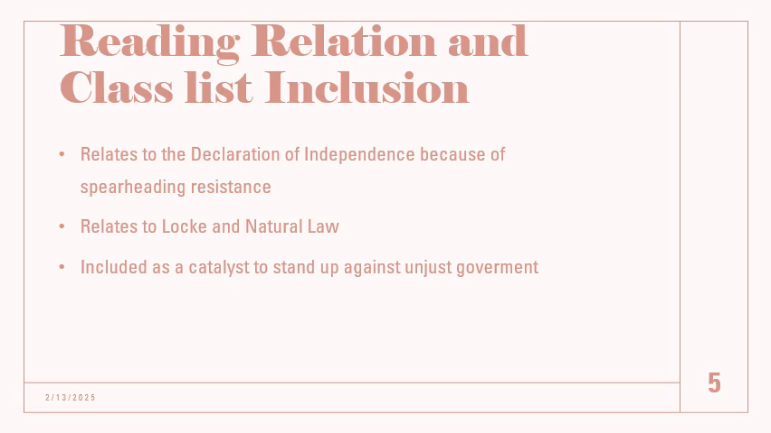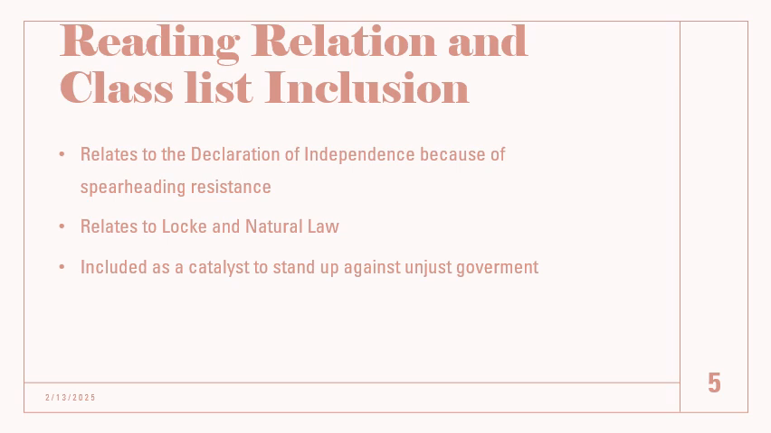The Stamp Act and the Stamp Act flag relate to the Declaration of Independence because the Stamp Act acted as one of the catalysts of resistance for spearheading the Declaration of Independence. The Stamp Act also relates to the purpose of government according to Locke because of Locke's beliefs of natural law of people having the right to life, liberty, and property. The Stamp Act violates rights because it infringes on the colonists' natural rights to property.